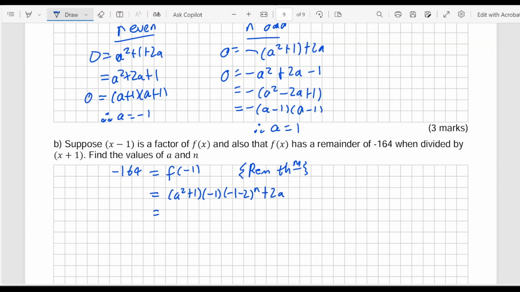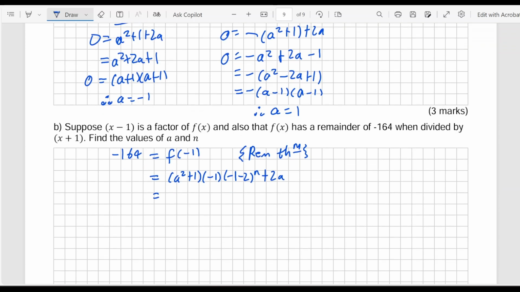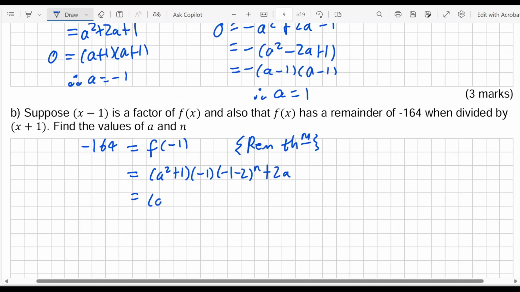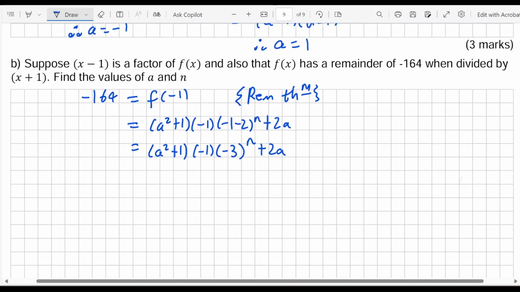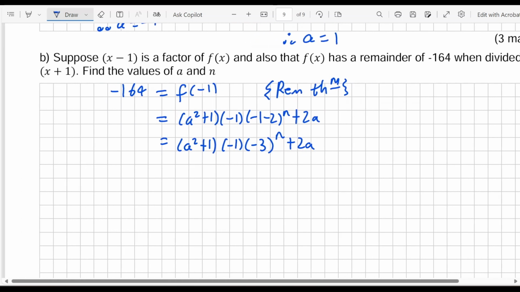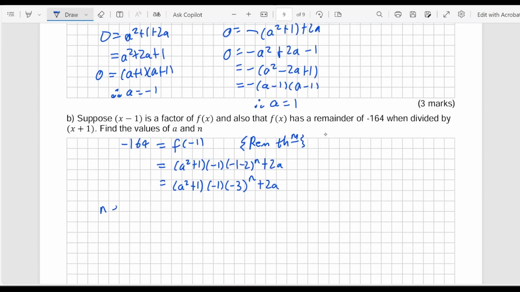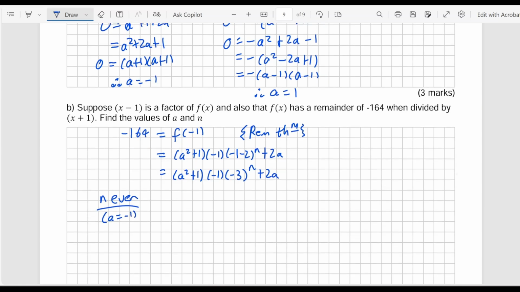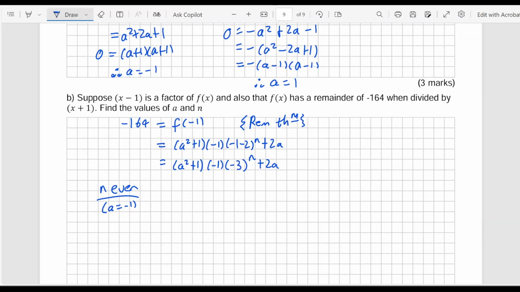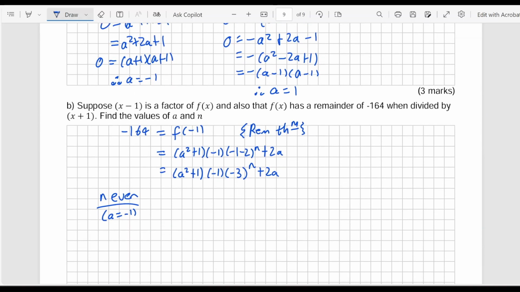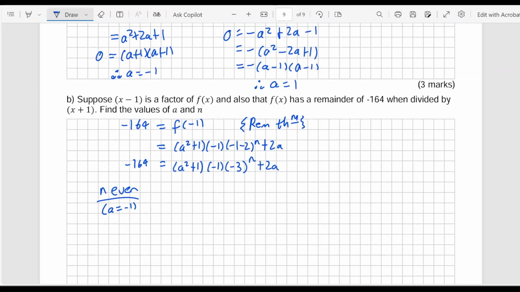Okay. So that we can probably simplify down a little bit more. So this is going to be a squared plus 1. I'm going to get -1, and then I'm going to get -3 to the power of n plus 2a. Now this looks pretty bad, but remember we can break it into the 2 cases. So if n is even, then immediately we have a as -1, and we'll see what we can do with that. So -164 equals all that.